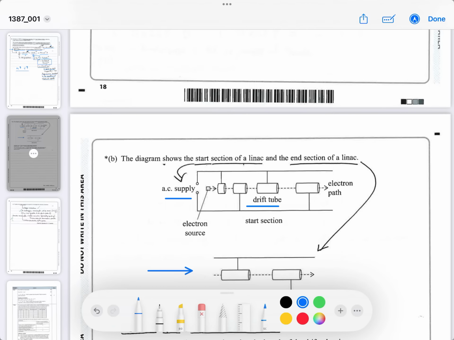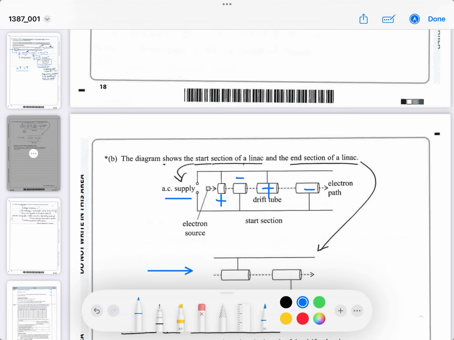So if the first one is positive, then the second one will be negative, and then the third one will be positive again. I haven't done that right. So let's go back to the pen. So this one will then be positive again. That's meant to be positive. Okay. So this one will also be positive, and then this one will be negative, and so on.